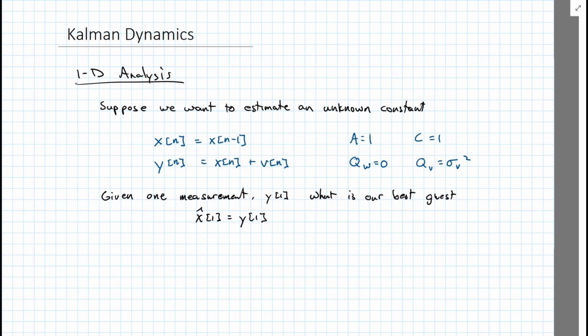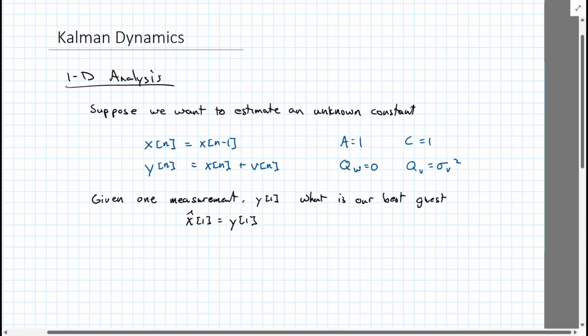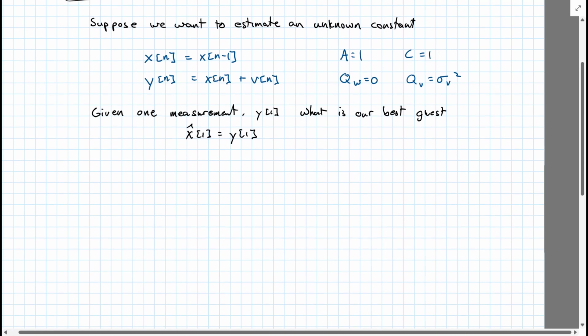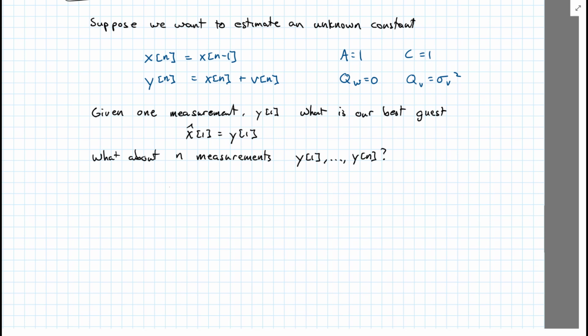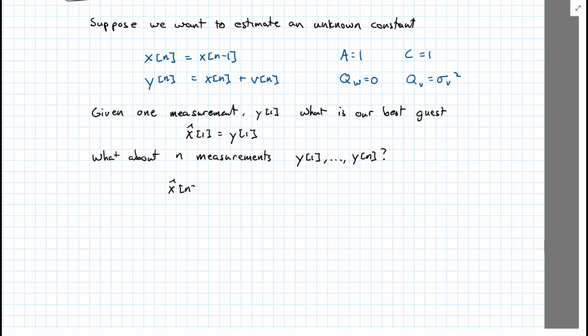What if we had n measurements, y1 through yn? In that case, we would probably do something like the average, 1 over n times the sum over i from 1 to n of yi. Well, the Kalman filter gives us a little bit more that we can do.